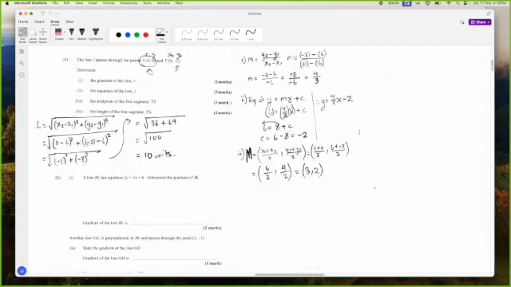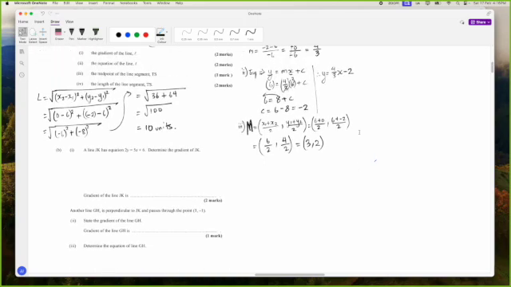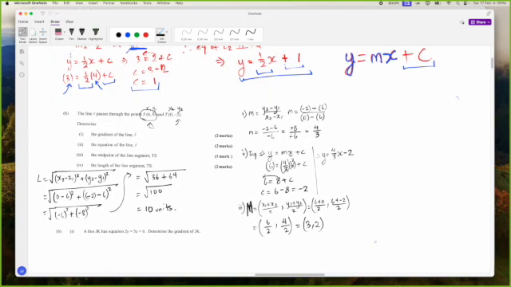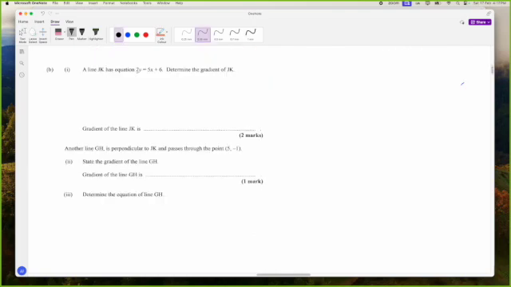Yeah, they love that. So let me see in this question here. Let me just make this stuff a little small so I don't crowd out the next question. JK has an equation like this. Determine the gradient of JK.